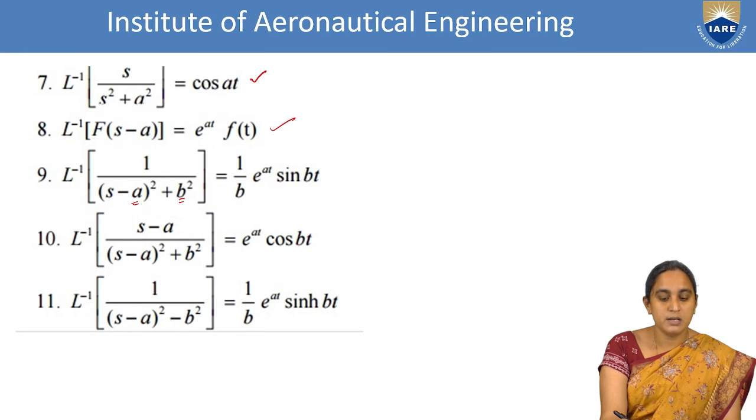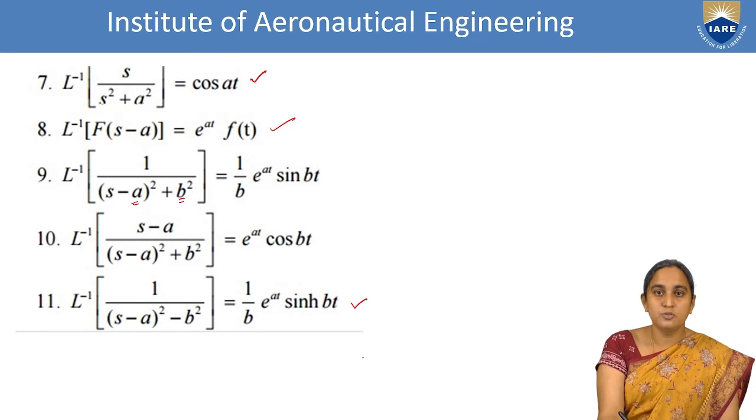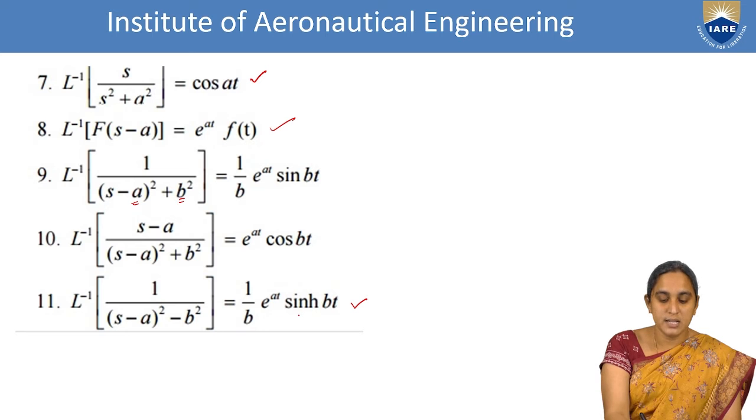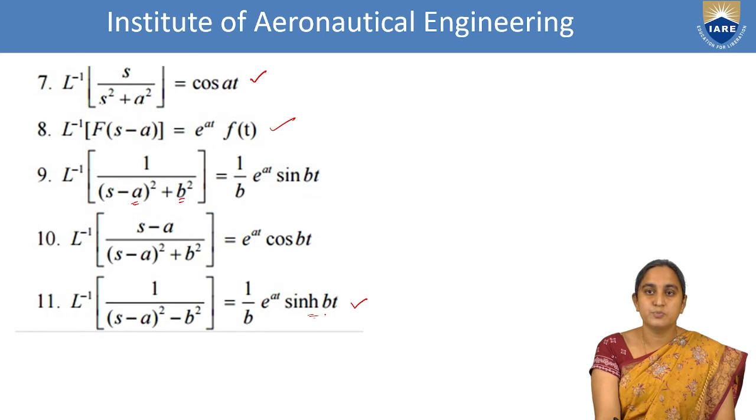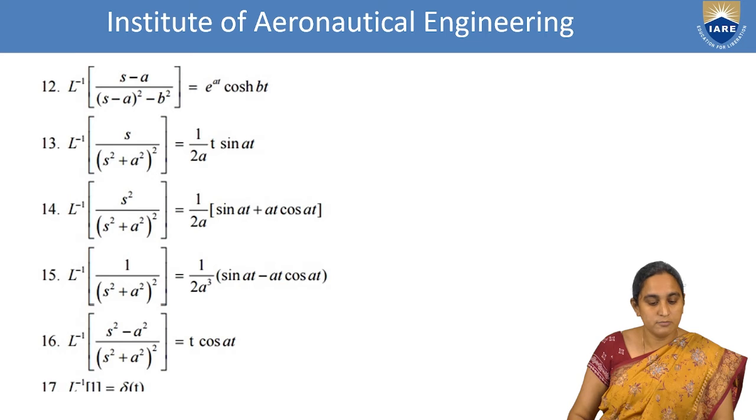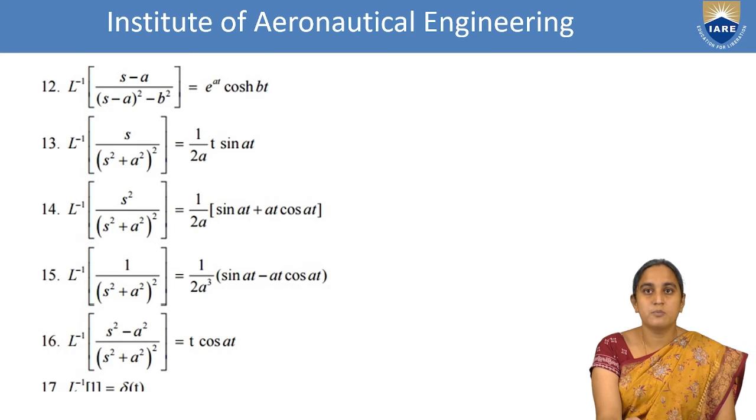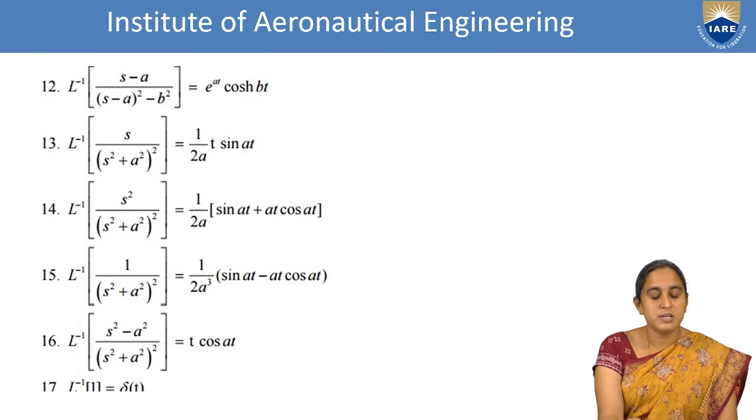And the 11th formula, Laplace inverse of 1 by s minus a whole square minus b square. For that case the formula is 1 by b into e power at into hyperbolic, that is sin hbt. Next, 12th formula, Laplace inverse of s minus a by s minus a whole square minus b square, that is e power at into cos hbt.